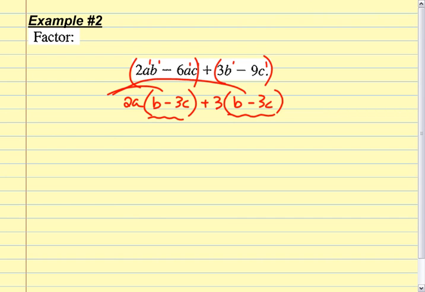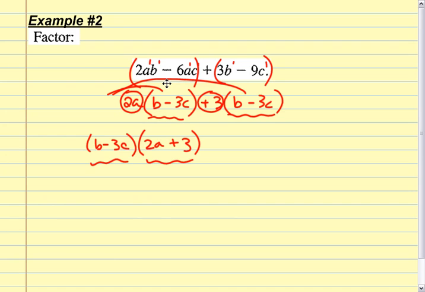I can pull it out front, put the b minus 3c out front. What's left? 2a plus 3 is what's left inside. Now I have factored it, this times that. Done. Easy. Boom. 4 terms factored by grouping. Okay, let's look at the next one.